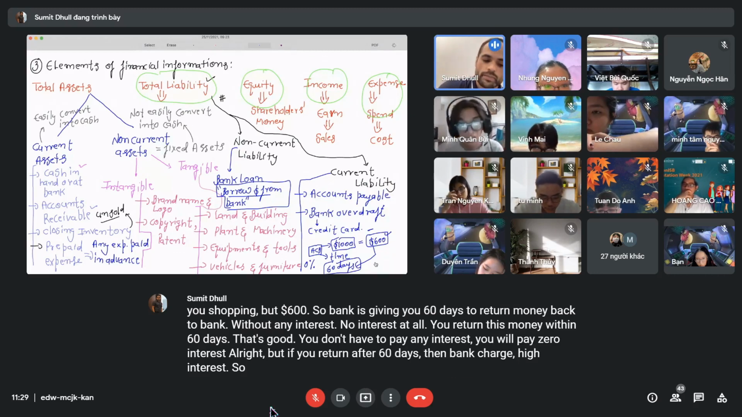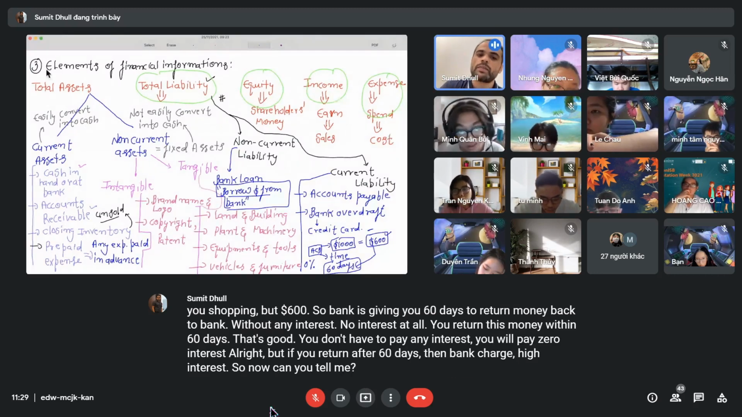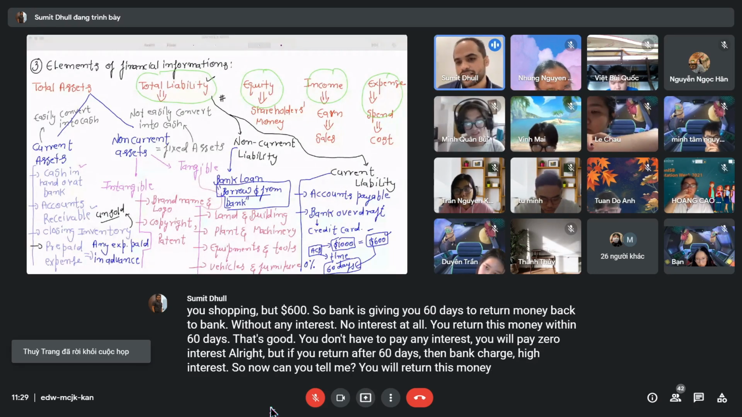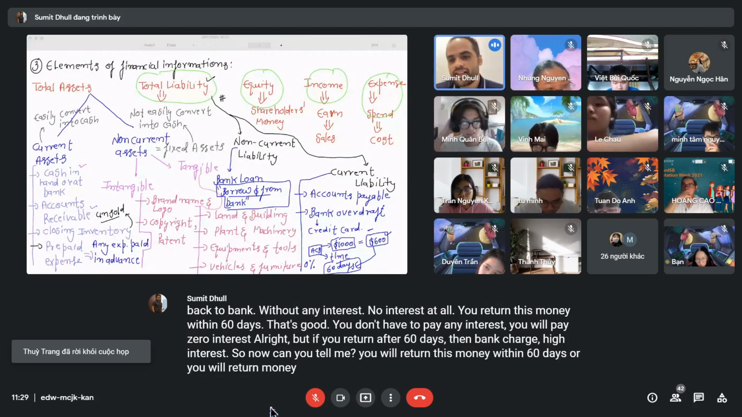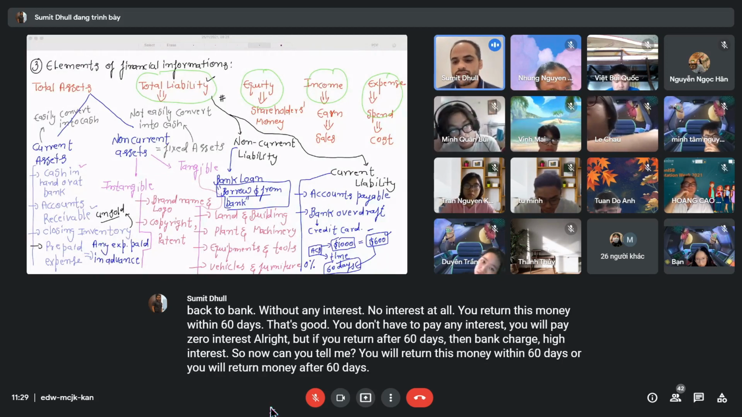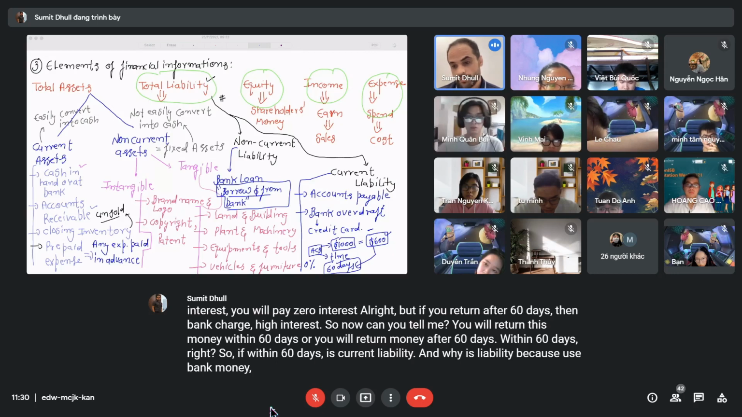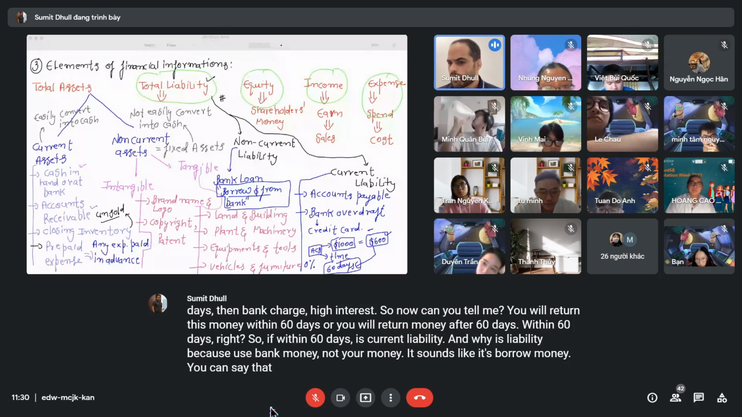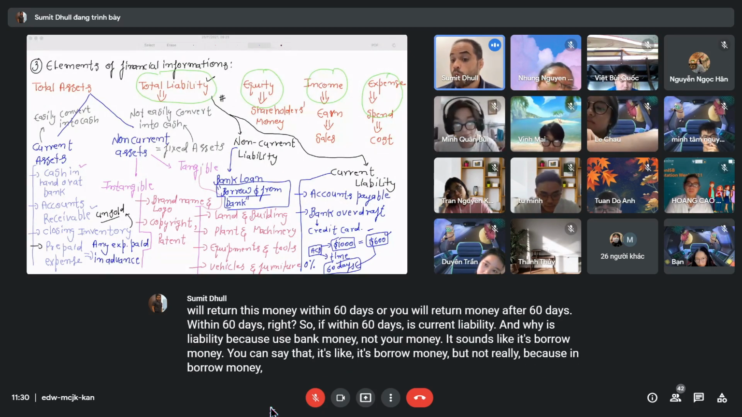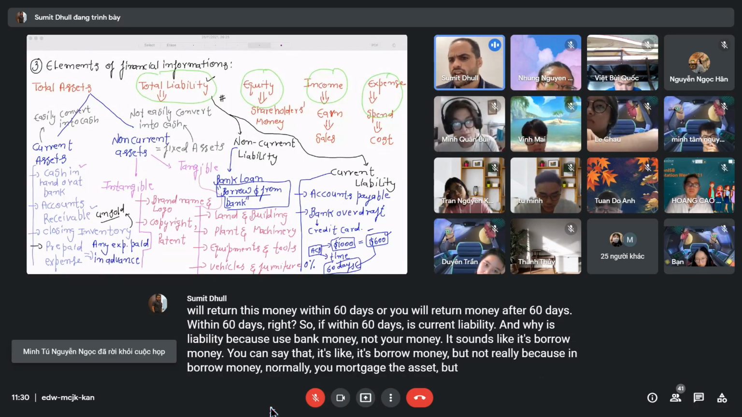So now can you tell me, will you return this money within 60 days or after 60 days? Within 60 days, right? So within 60 days it is a current liability. And why is it a liability? Because you use bank money, not your money. It sounds like borrowed money. You can say that it's like borrowed money, but not really, because in borrowing money, normally you mortgage an asset, but here you don't mortgage anything.